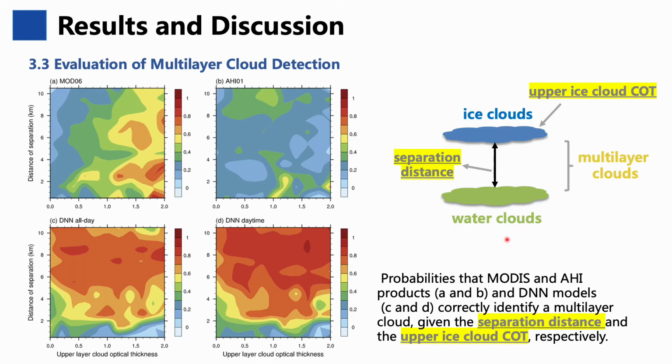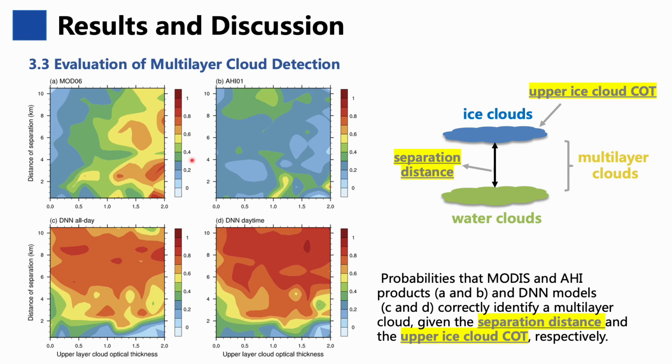To better evaluate multi-layer cloud detection, this figure shows the probability of the DNN models and two official products correctly identifying a multi-layer cloud, varying with the separation distance between the base of the upper ice cloud and the top of the low water clouds, as shown in the figure. The probability of multi-layer cloud detection by the MODIS product increases with the upper layer COT, but shows little dependence on the separation distance.